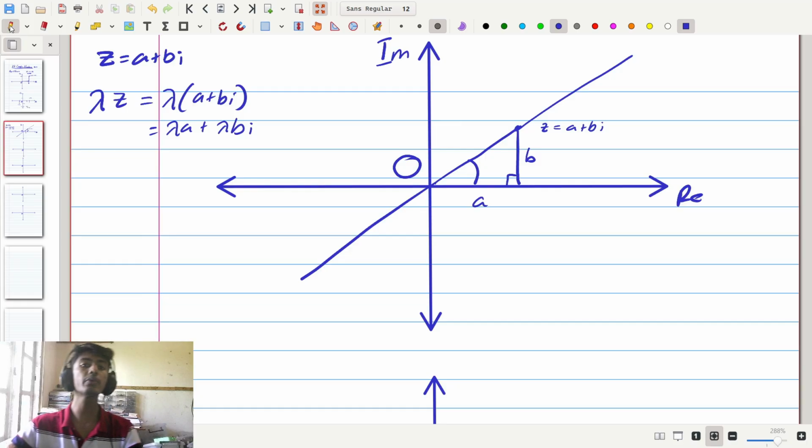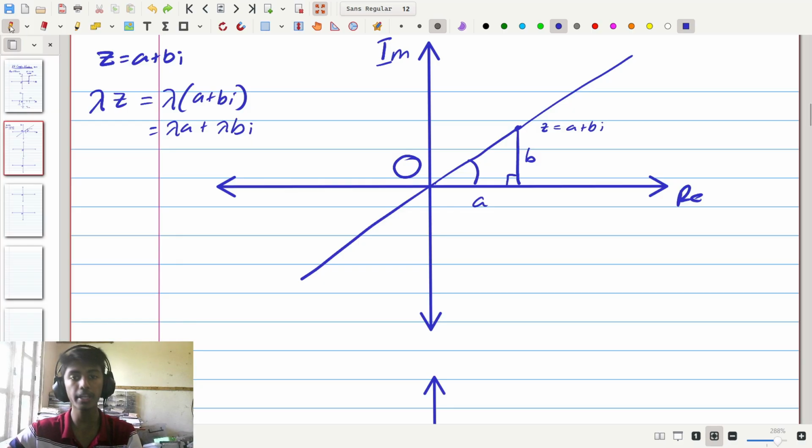If lambda is equal to 1, then of course the point lambda z is going to be exactly at the point corresponding to z. But then there are different cases: if lambda is greater than 1, if it's in between 0 and 1, if it's negative and in between negative 1 and 0, and if it's less than negative 1, different things happen. Considering the first case, if lambda is greater than 1, the distance from the origin to the point lambda z is going to be greater than the distance from the origin to the point z, and lambda z is going to be in the direction of z.